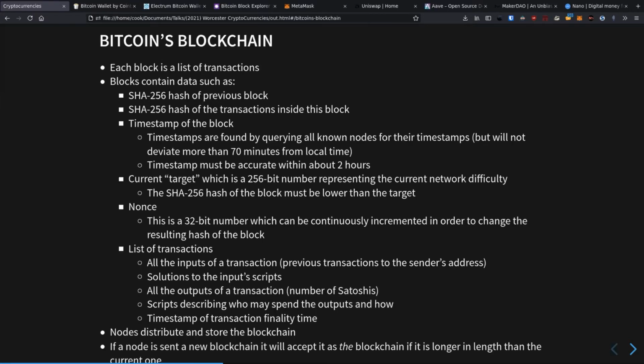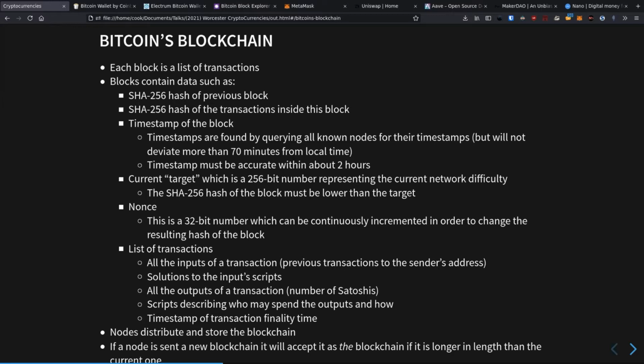So the blockchain is a list of transactions. As I said, each block on the blockchain contains a hash of the previous block and a hash of all the data inside the current block. It also includes the timestamp of the block. The timestamp, because obviously there are discrepancies between different computers on timestamps, because clocks can get inaccurate or they can lose power.